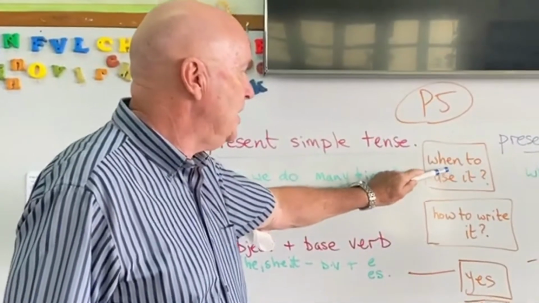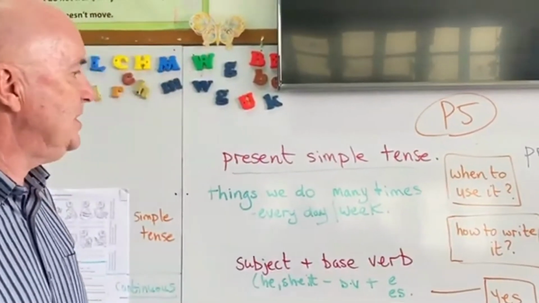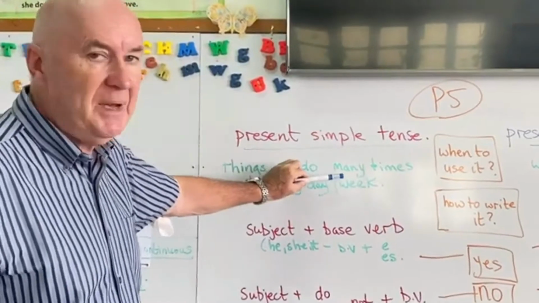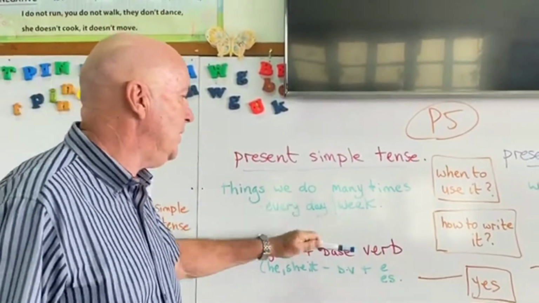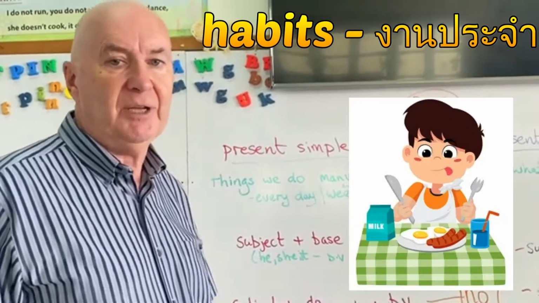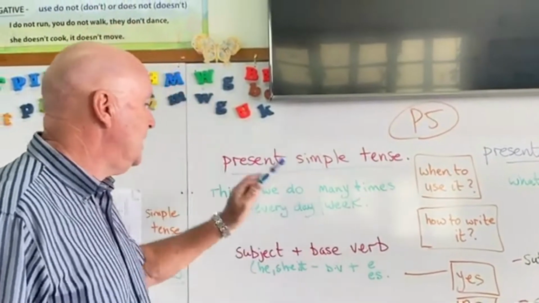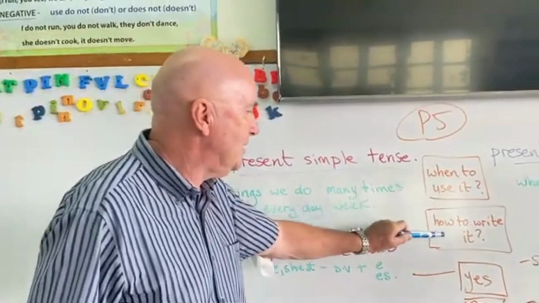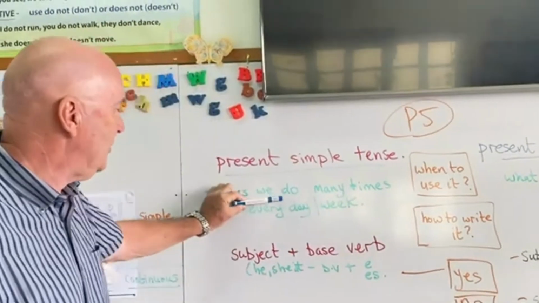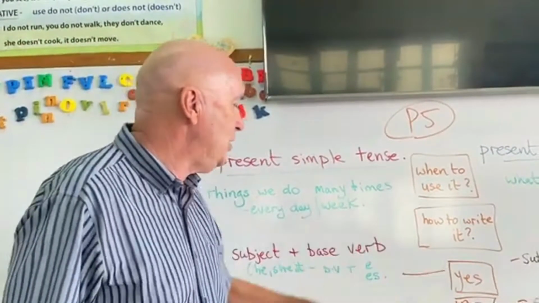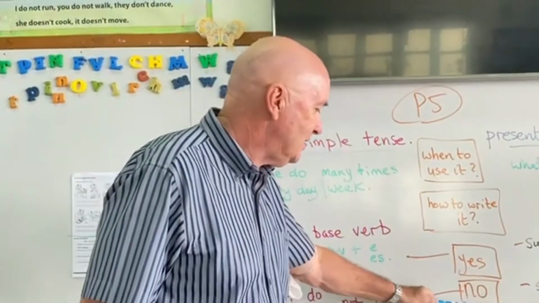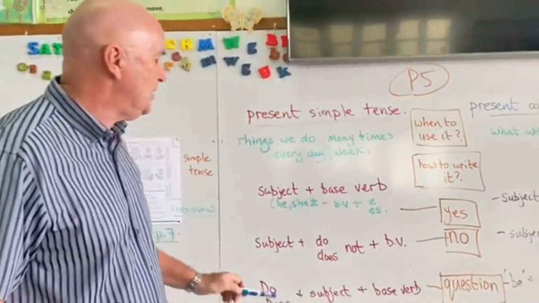First thing we need to know is, when do we use the present simple tense? We use it to talk about things that we do many times every day or every week, what we call habits. Okay, like take a shower, eat breakfast, and so on. Okay, and the next question we need to answer is, how do we write it? Well, we need to be able to say yes, to be able to say no, and to make a question.